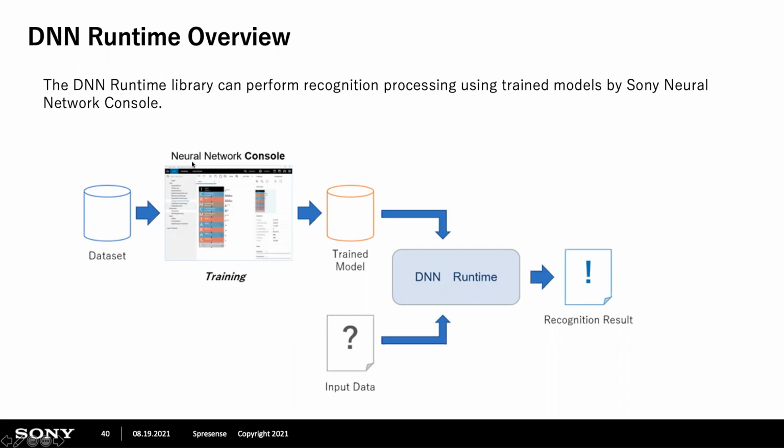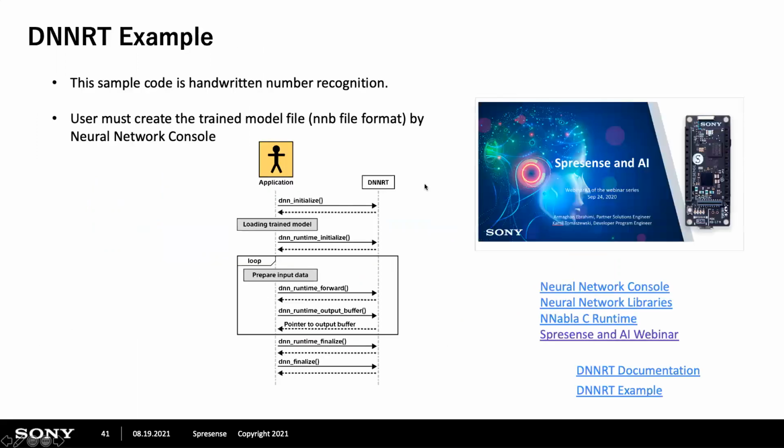What we do here, we have a Neural Network Console by Sony that is all GUI based, and you can train your model and generate the file for Spresense. In the next slide, I show 2 things to you. The example that we have for the DNNRT is a handwritten number recognition. I have provided the link here, and also the documentation. This is just to show you what is happening inside this code. But the most important thing is when you use the NNC from Sony, you need to generate this NNB file, and then that file comes to Spresense, and you use that one as your model.